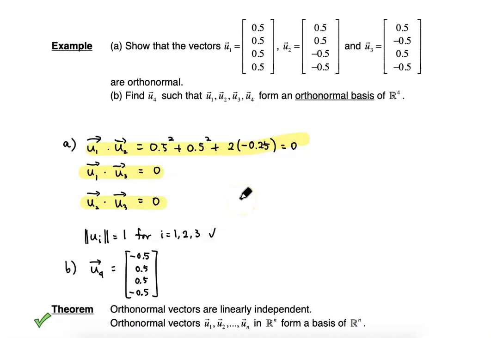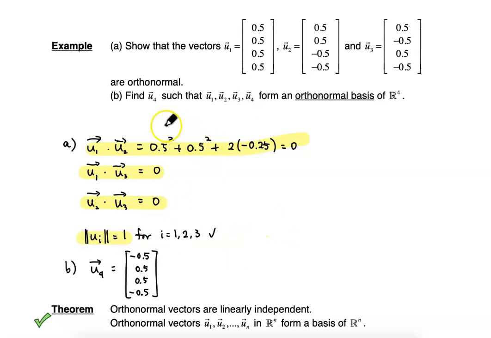And finally, we need to check that each of them is a unit vector. We can just do it once for all of them. 0.5 squared plus 0.5 squared plus 0.5 squared plus 0.5 squared. It all gives 0.25. So if you add them up and take the square root, you find that it's equal to 1.